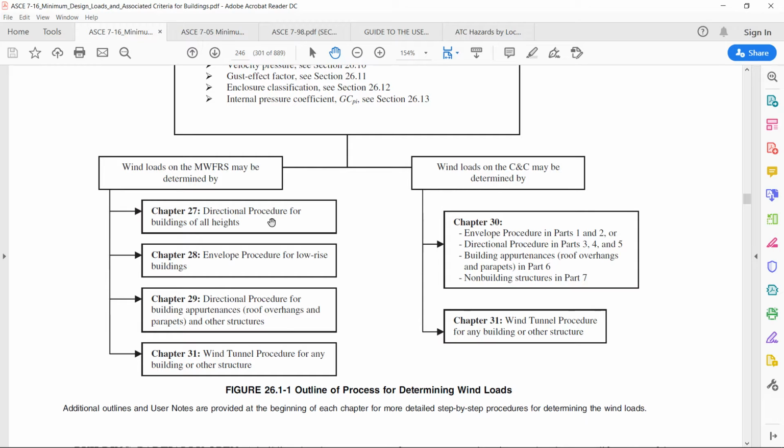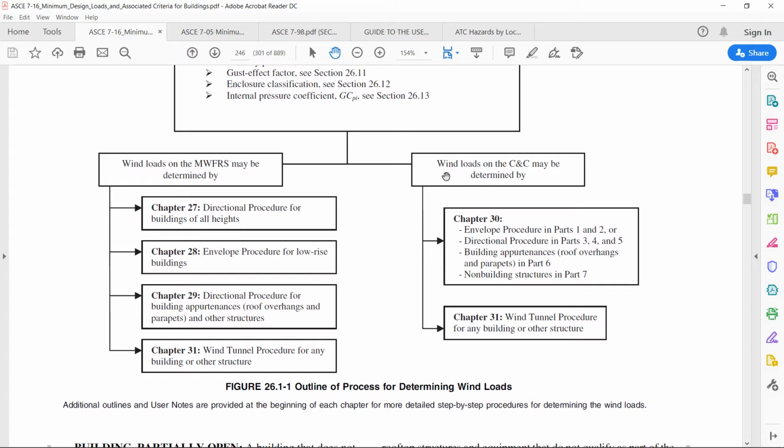Now, as you know, the walls are CMU walls. The roof is made of truss. So the main wind resisting frame system is not there. So the walls are treated here. The wind load on the component and cladding may be determined by chapter 30.